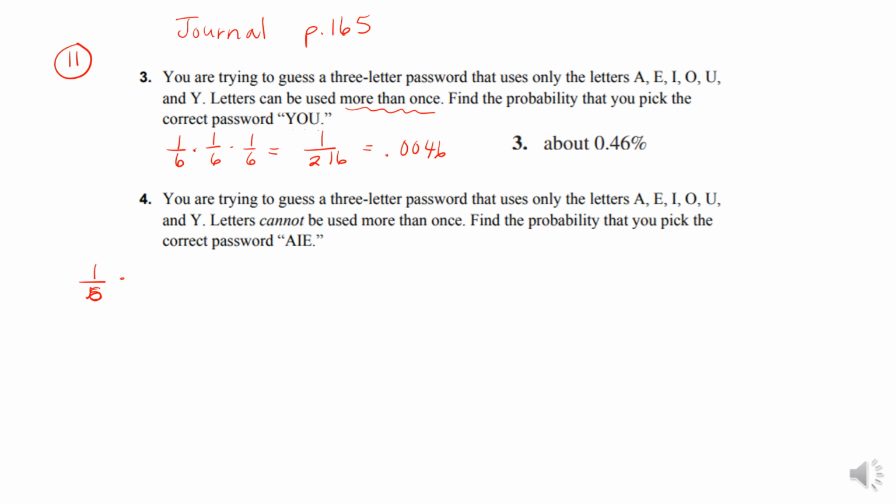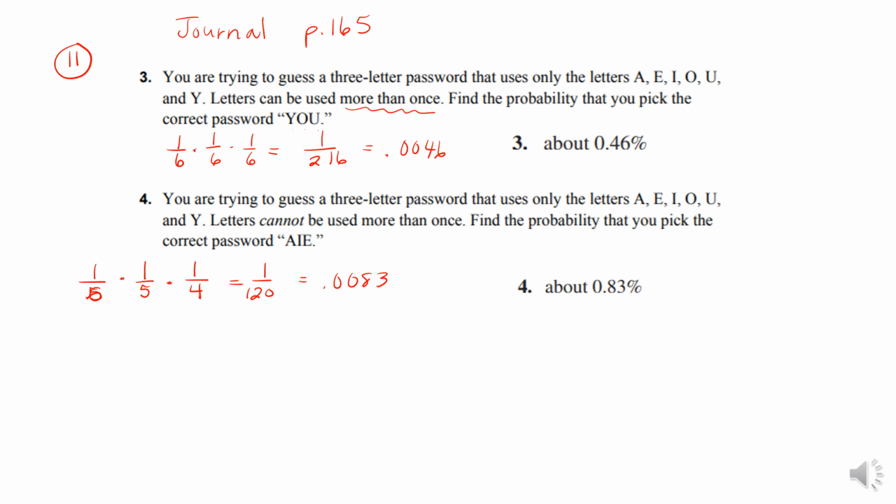But then, when we go to I, there's only 1 I, but there's only 5 letters left. And then to get E, there's only 1 E, but there's only 4 letters left. So now we multiply that, and we get 1 out of 120, and that equals approximately 0.0083. And so there's the probability that you would get that correct. Okay?